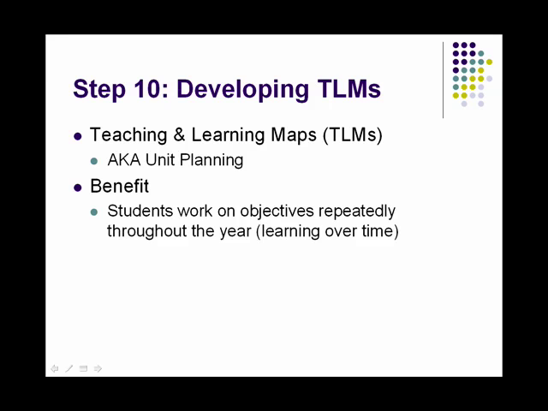Okay, so step 10 is developing teaching and learning maps. This is also known as unit planning, where we're going to sequence all our units over the year, or it can be years. This section also talks about block teaching and learning maps and yearly teaching and learning maps. The benefit of this is students work on objectives repeatedly throughout the year. In athletic training, we call this learning over time. In athletic training education, we try to have multiple layers of teaching, multiple different things in various forms.